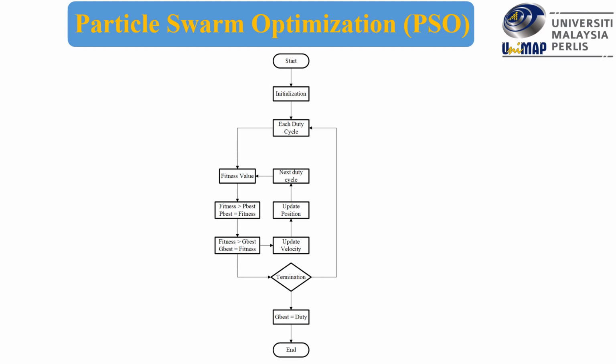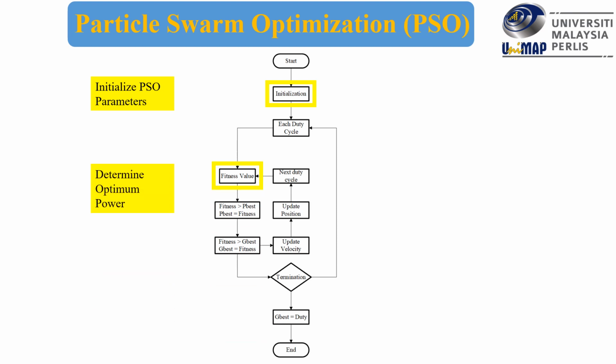Next, particle swarm optimization algorithm. From the flowchart, we can see it initializes the PSO parameters and determines the optimum power. There are also advantages and disadvantages of this algorithm. Its advantage is that it has zero steady state oscillation and its disadvantage is that it has lower tracking speed.